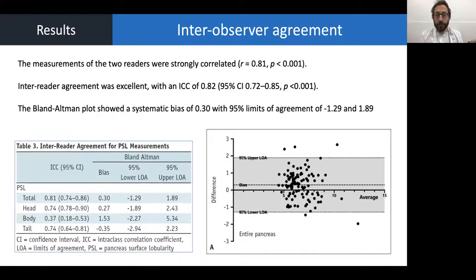The measurements of the two readers that performed the measurement independently were very strongly correlated, and the overall inter-reader agreement was excellent. The intraclass correlation coefficient was 0.82, and you can see here the Bland-Altman plot that showed a very small systematic bias. It was consistently true, whatever the segment of the pancreas that we chose.